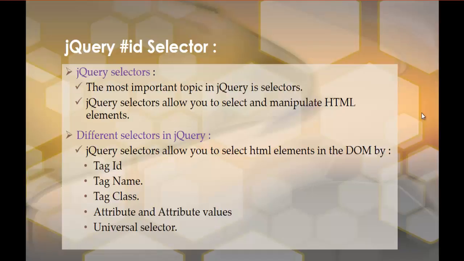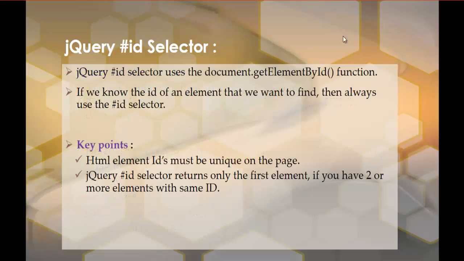The jQuery selectors allow you to select HTML elements in the DOM by the ID, by the name, by the tag name, by the class name, or by attribute and attribute values, or by using the universal selector. So as of now, let me concentrate in this session on how you select an element by the ID.